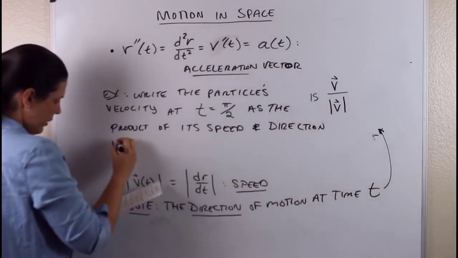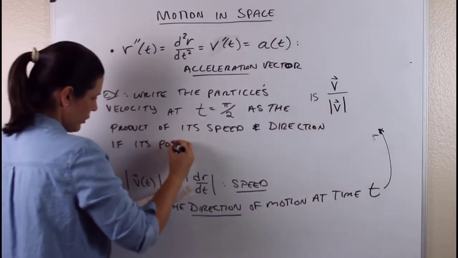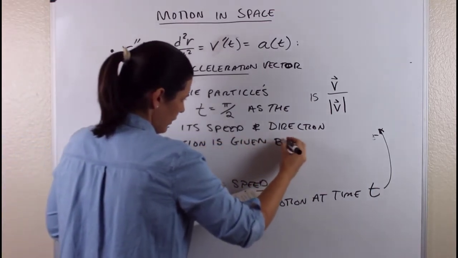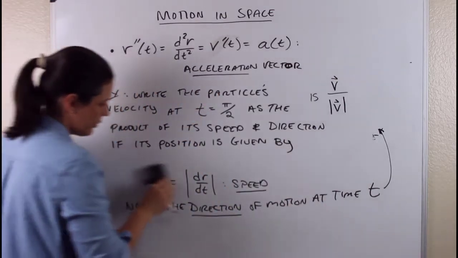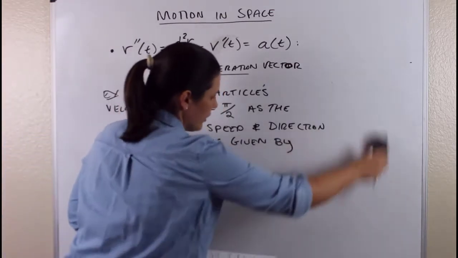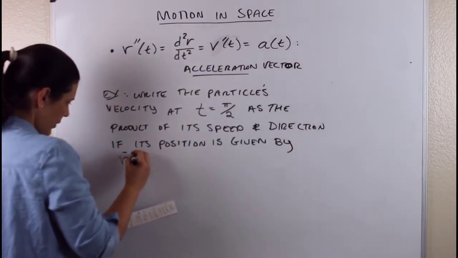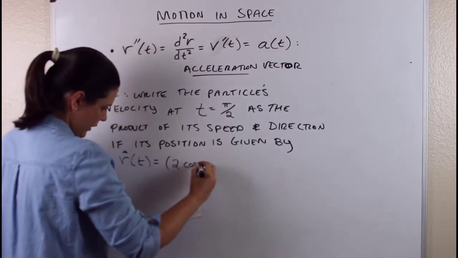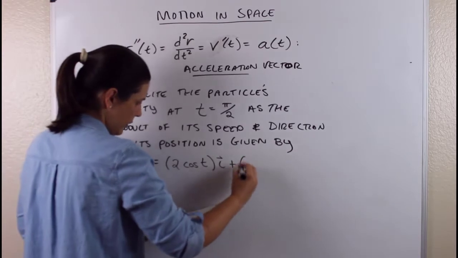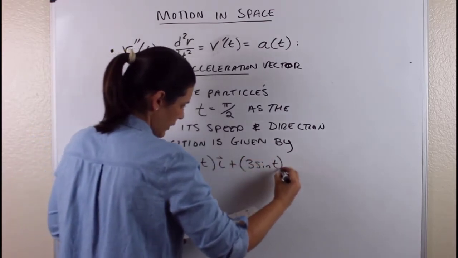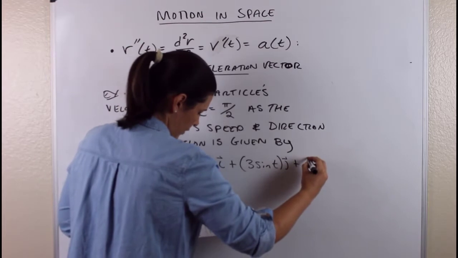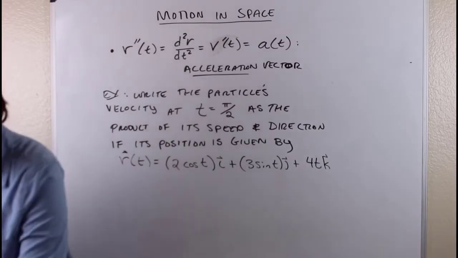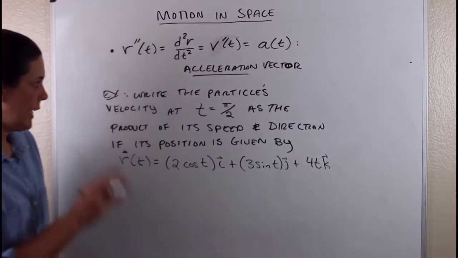And that's going to be if its position is given by the following. So I've got to give you a function to work with. I'm going to give you this vector valued function, given by r of t equals 2 cosine t i plus 3 sine t j plus 4t k. Okay, so we need to do a few different things here to answer this question.